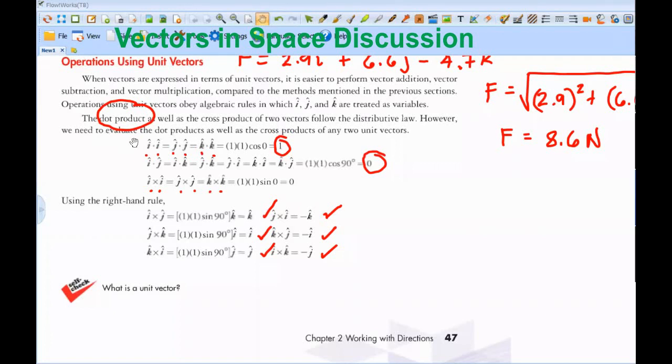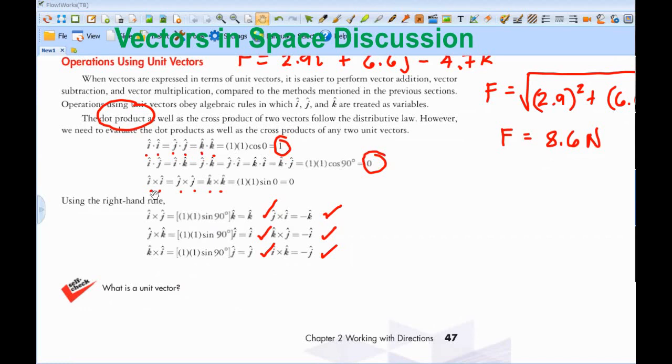The dot product as well as the cross product of two vectors follow the distributive law. However, we need to evaluate the dot products as well as cross products of any two of the vectors. i·i, j·j, k·k are equal to 1. The combinations are all zeros. Okay? Thank you, sir. Yes, sir.